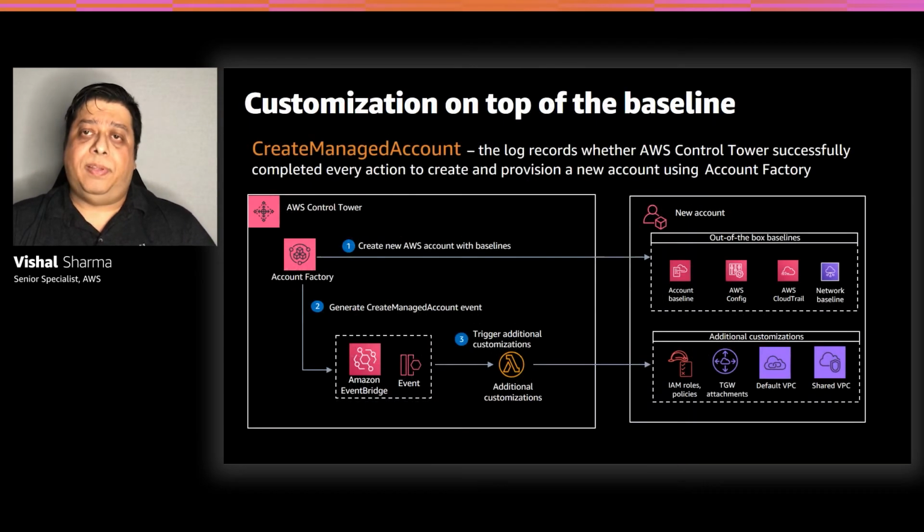Let's look into an example of customization. Here we are using a create managed account lifecycle event. Control Tower records this lifecycle event when a new account is created using Account Factory. EventBridge can be used to trigger the instantiation of a Lambda function or pipeline for additional actions to be taken. Additional actions could be launching more foundational services in each child account on top of the base out-of-the-box baseline, or you can make available a portfolio of self-service templates via AWS Service Catalog for the end user to deploy those services.